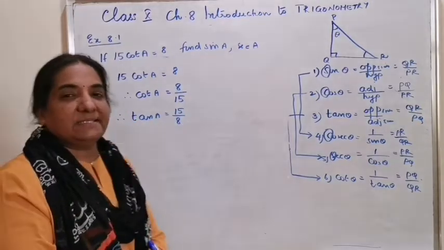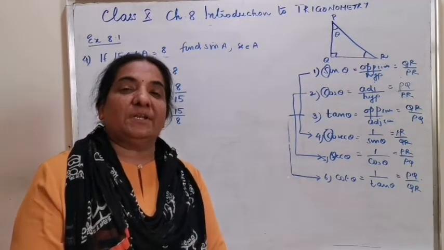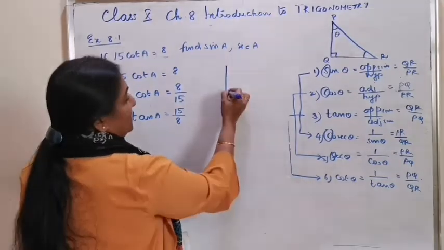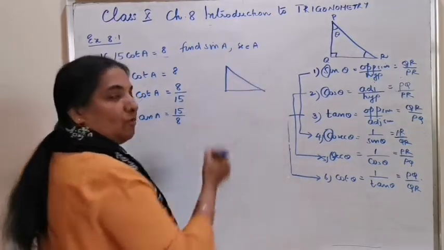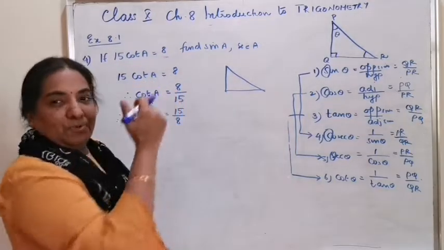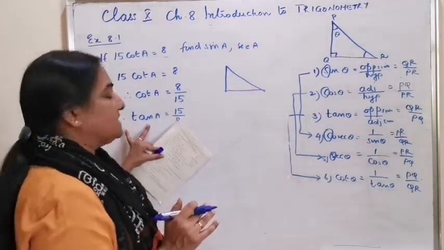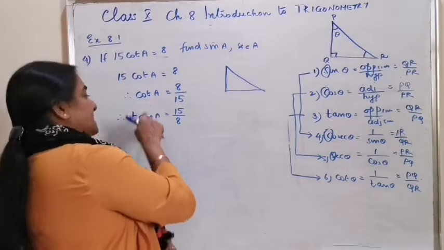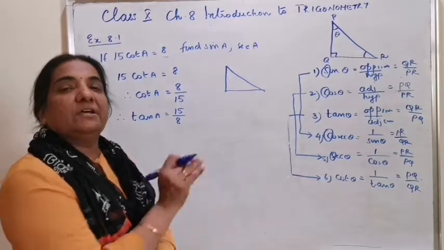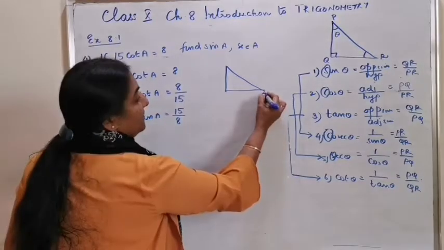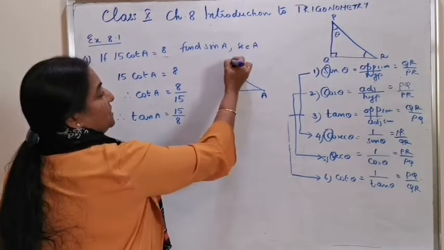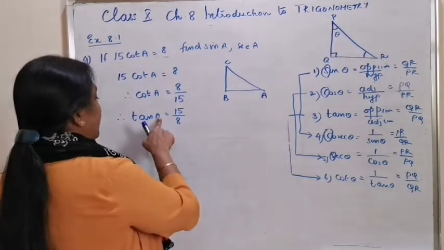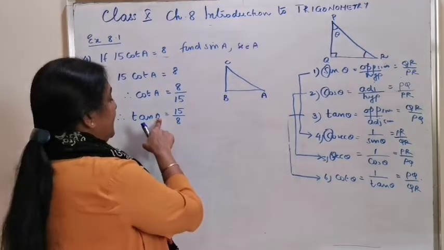Why did I take this? Once you know the ratios of sine, cos and tan, it is easy to mark it in the figure. Or cot is the reciprocal of tan, that way also you can remember. Or write it as tan A is equal to 15 by 8. Now you can always take A into this position so that you will be always familiar with the picture. Tan A is equal to 15 by 8.